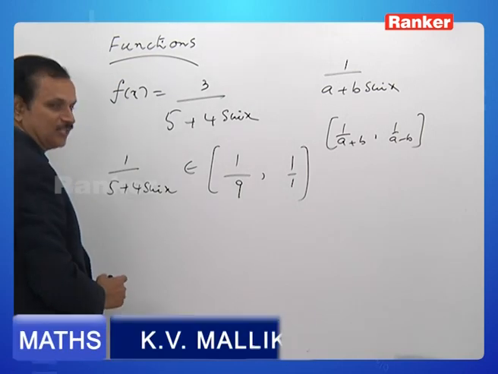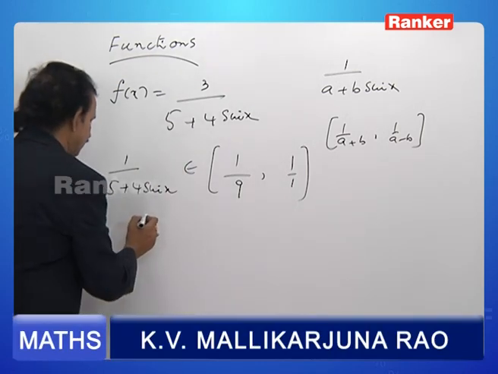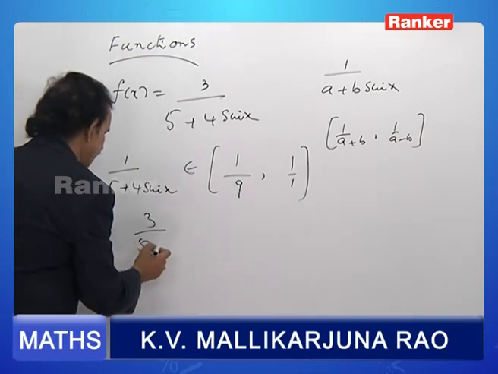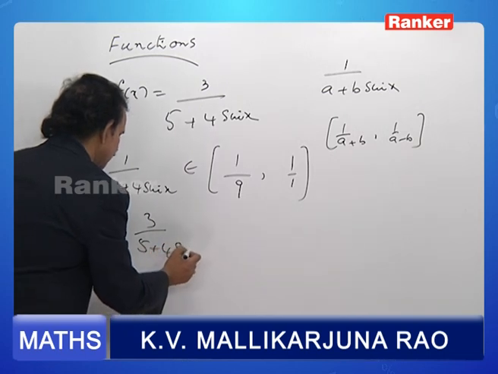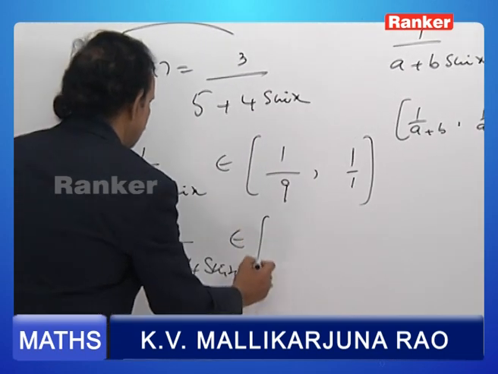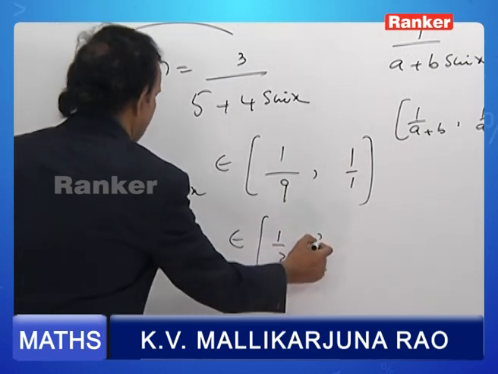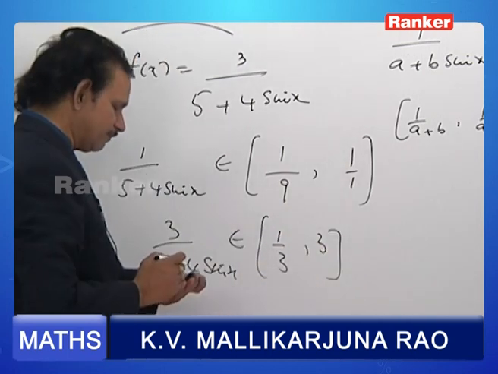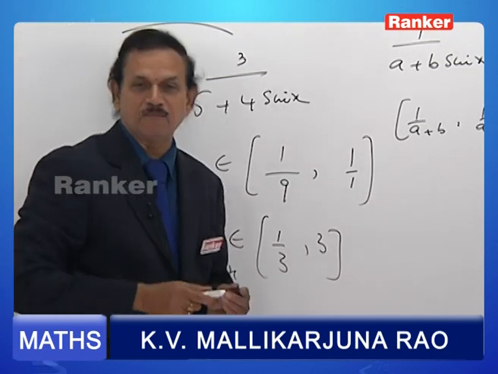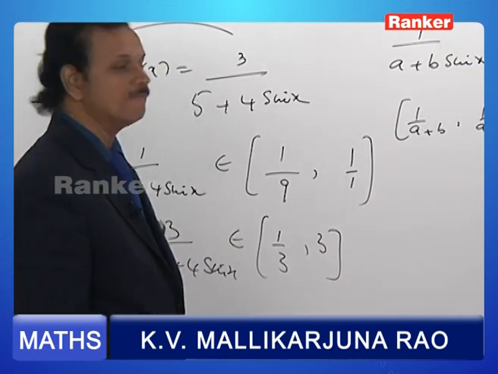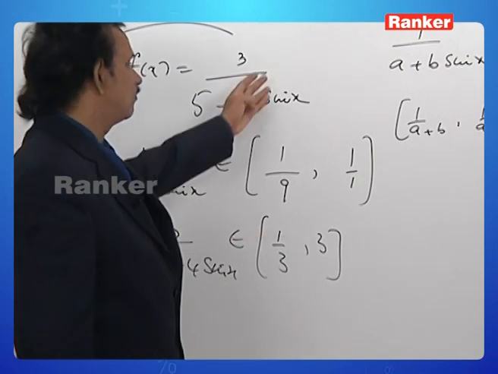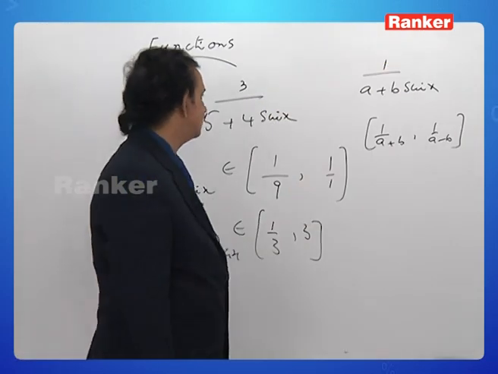But we are asked to find 3 by. So it is 3 by 5 plus 4 sin x belongs to 3 by 9, 1 by 3, to 3 ones are 3. Therefore, the range of the function is closed interval 1 by 3 to 3. That is the first option. And it is of course an easy matter to discuss with that.